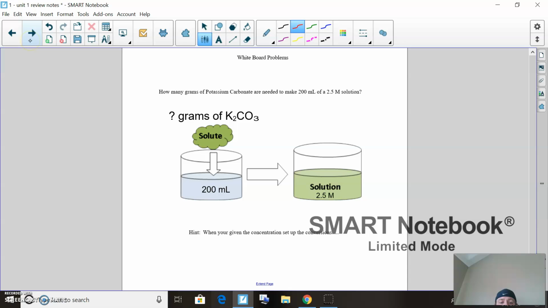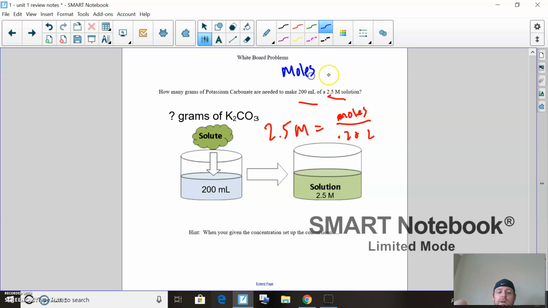You also may be asked to solve for grams. So you are given a concentration and you're given milliliters. So I'm given 2.5 molar. I want to figure out, hey, this is the solution I want to make. It's 0.20 liters. I just converted that. I got to solve for moles first, and once I solve for moles, then I can go to grams.